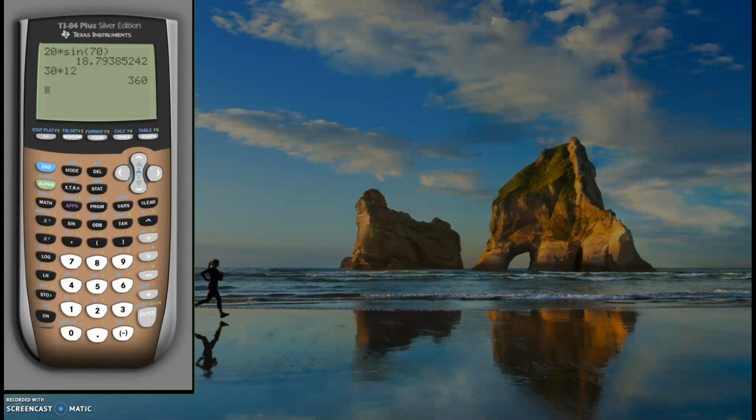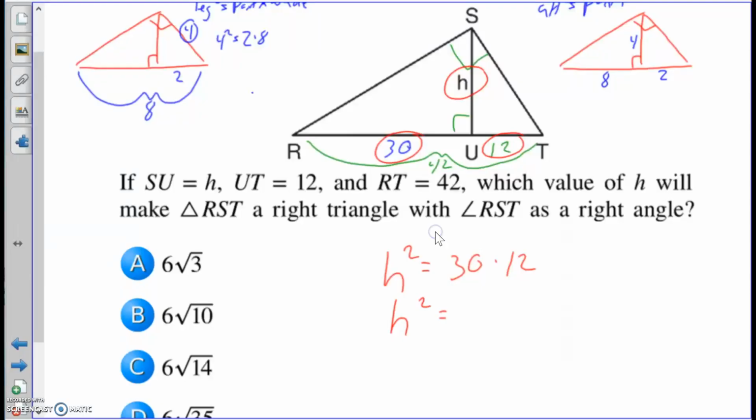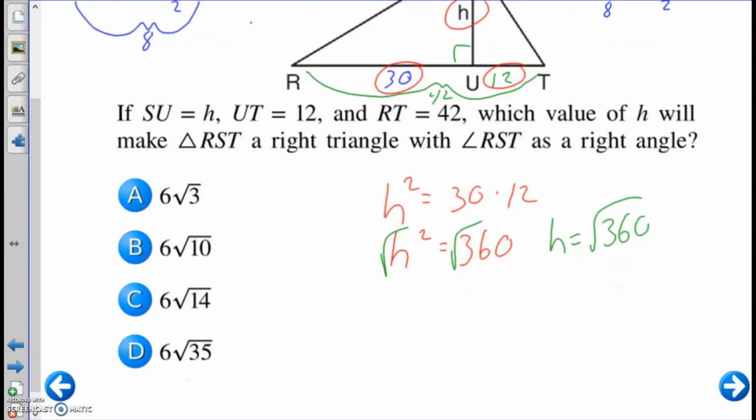360. And so h squared equals 360. And if we want to solve for h, of course, we take the square root. So h equals the square root of 360. You look at these answers, and it looks like we're simplifying the radical. We need two numbers that multiply to 360. One of them has to be a square number. In this case, it's going to be 36 and 10.